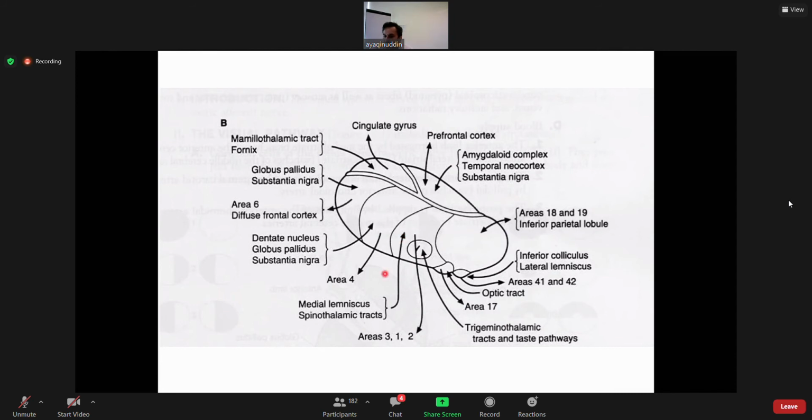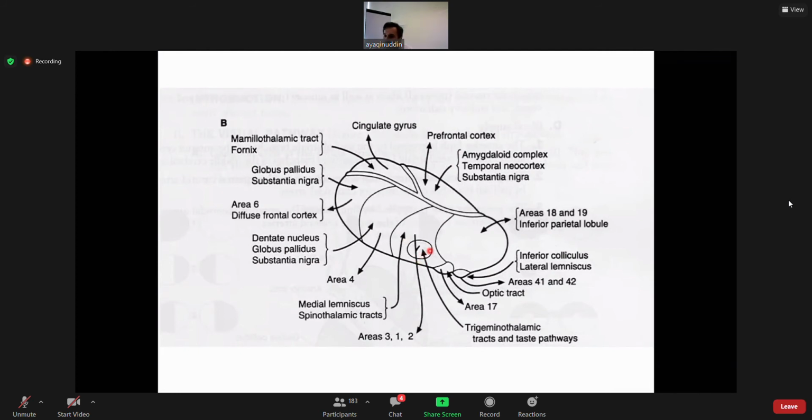The ventroposterior lateral nucleus is receiving the medial lemniscus and spinothalamic tracts, or spinal lemniscus, which are basically bringing two-point touch discrimination, vibration, pressure, all these general sensations from the body to the ventroposterior lateral nucleus. The output from here is going to go to areas 3, 1, 2, which is the primary somatosensory area. So you will see areas 3, 1, 2 in the cortex where the output from the ventroposterior lateral nucleus is going. So that is mainly responsible for the primary somatosensory area.